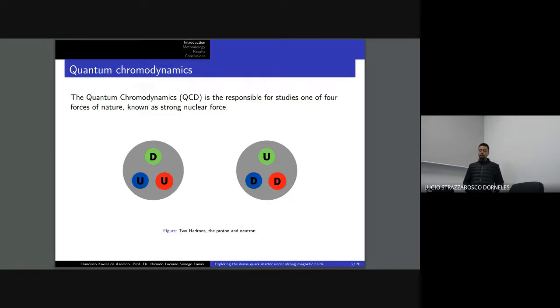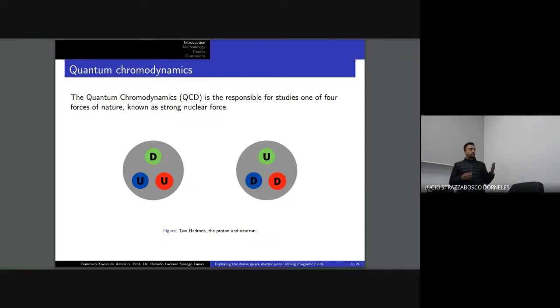The theory responsible for studying the strong interactions is called quantum chromodynamics, and it is responsible for studying one of the fundamental forces of nature. We have the gravitational force, the electromagnetic force, and the weak and strong forces. The particles from the standard model of particle physics responsible for this interaction are called quarks and gluons. And the quarks are inside of the proton and the neutron.